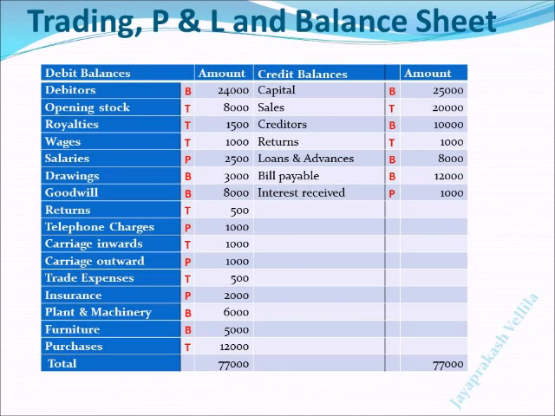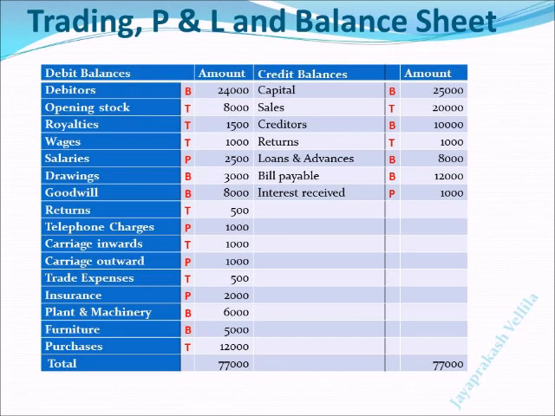Returns on the debit balance is purchase return, not sales return. It is 500. It comes in the trading account. Telephone charges profit and loss account. Carriage inwards trading account. Carriage outward profit and loss account. Trade expense is a direct expense, comes in the trading account. Insurance comes in the profit and loss account. Plant and machinery, furniture are kept in the balance sheet. Purchases always kept in the trading account.